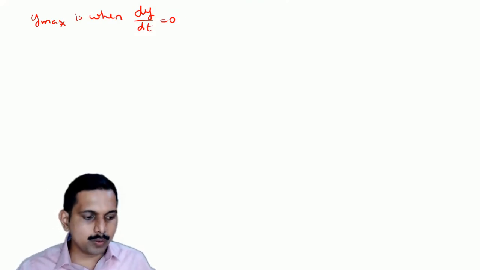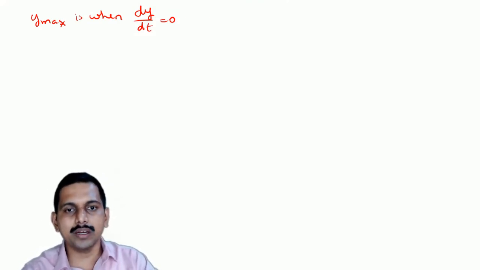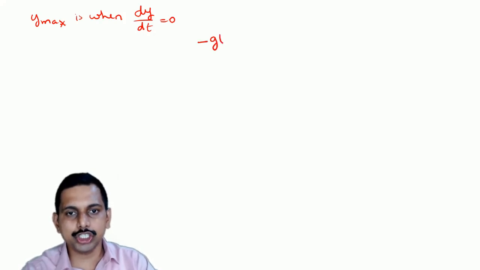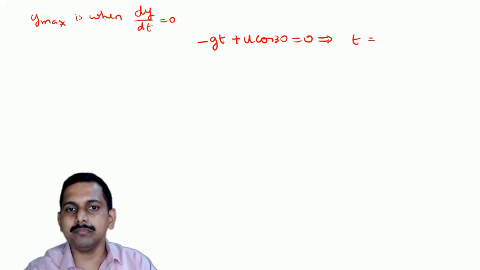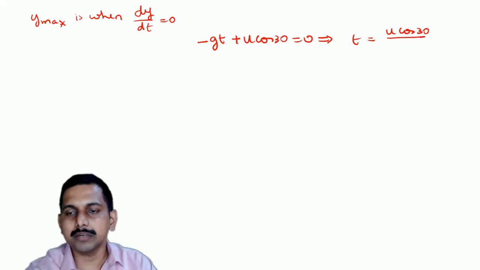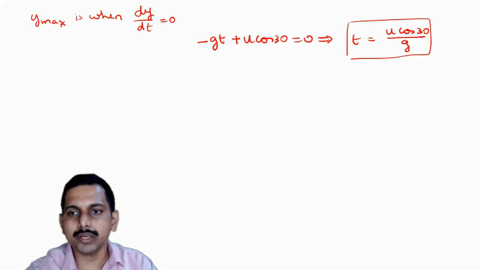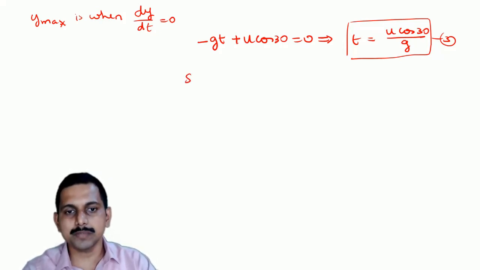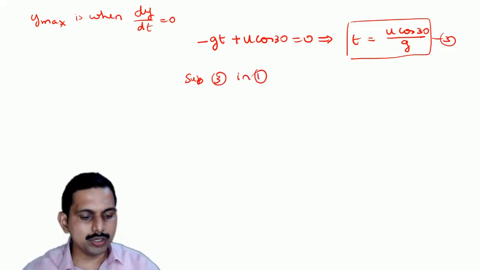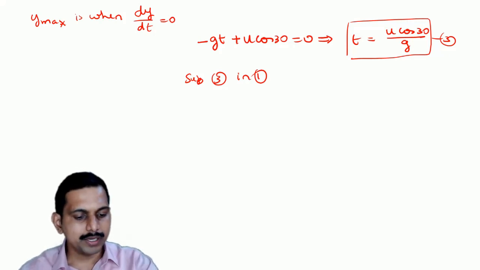So what is the equation 1 I am having? Equation 1 I am having is minus gt plus u cos 30 is equal to 0. This implies my time is equal to u cos 30 divided by g. Put this as equation number 3. And this 3 we can substitute in equation number 1. So substitute 3 in 1. Now after you substitute 3 in 1, next you will get something like this.